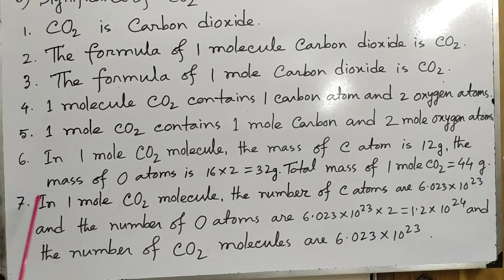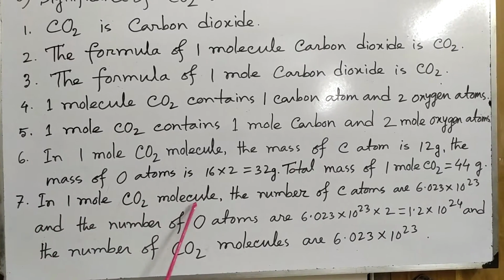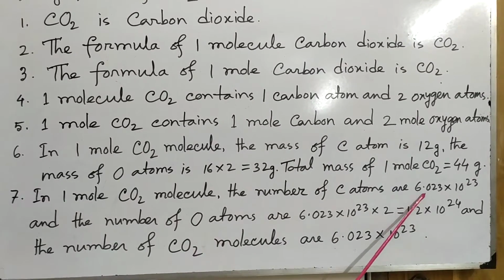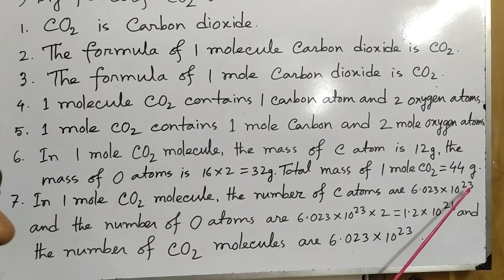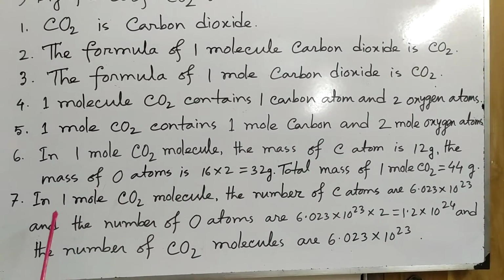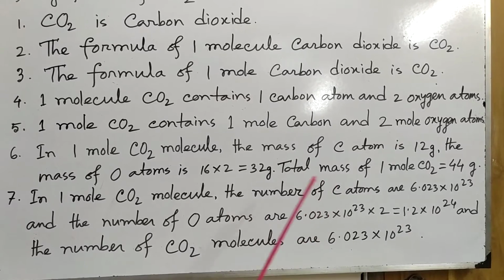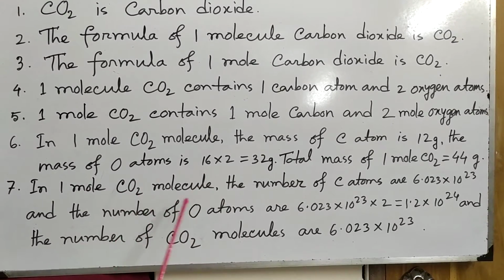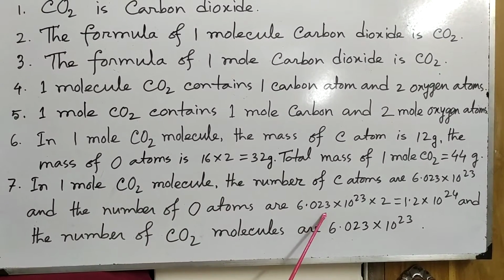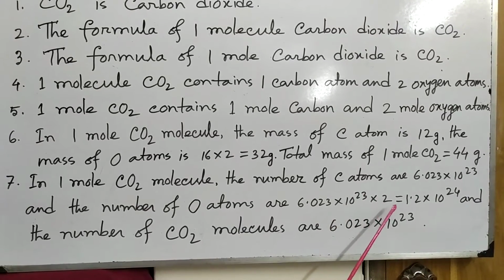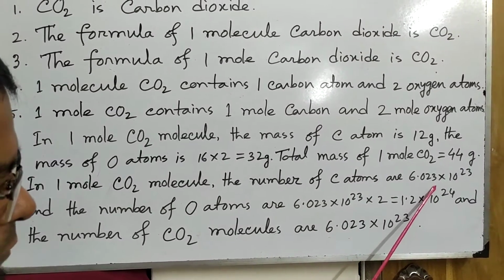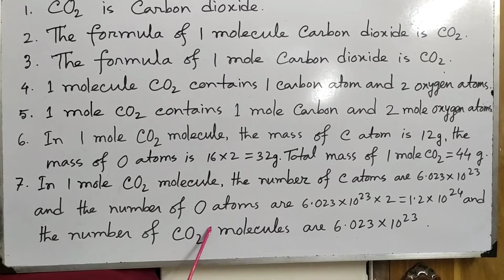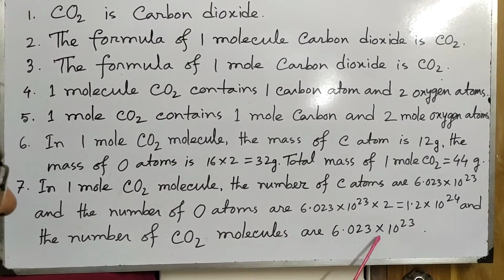Now number 7, in 1 mole carbon dioxide molecule, the number of carbon atoms: we know the Avogadro number 6.023 into 10 to the power 23, these atoms are in 1 mole carbon atom. Then the number of oxygen atoms will be, because here O2 means 2 oxygen, we have to multiply 6.023 into 10 to the power 23 into 2, then it will be 1.2 into 10 to the power 24. So this is the oxygen atoms, and the number of carbon dioxide molecules is 6.023 into 10 to the power 23.